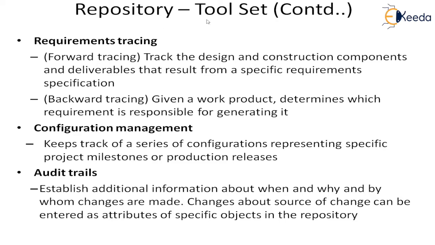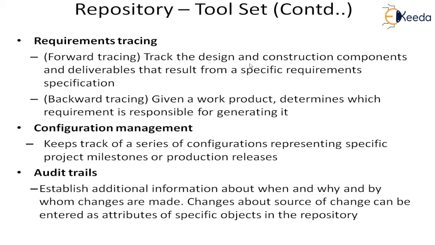So the repository tool set can provide you a requirement tracing for the forward direction. In the same way, you can also do a backward tracing. In other words, if you have a work product, you can go backward and determine which requirement was responsible for generating it. Why was this work product created? What was the source of the requirement? How did it come? So the backward tracing is also possible.